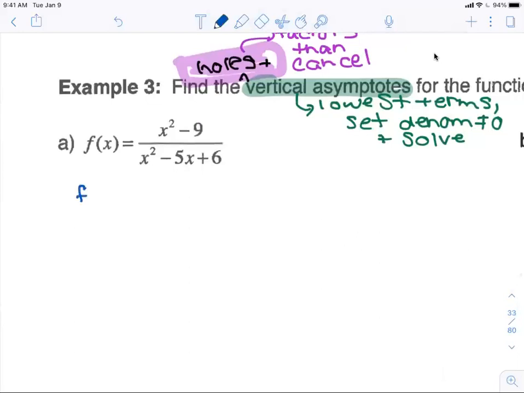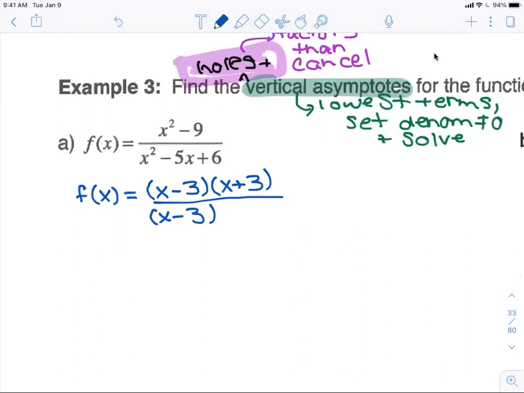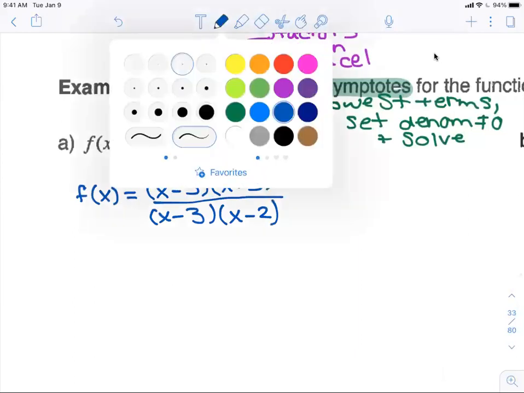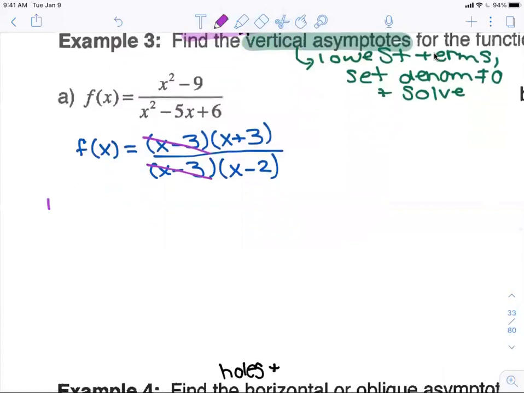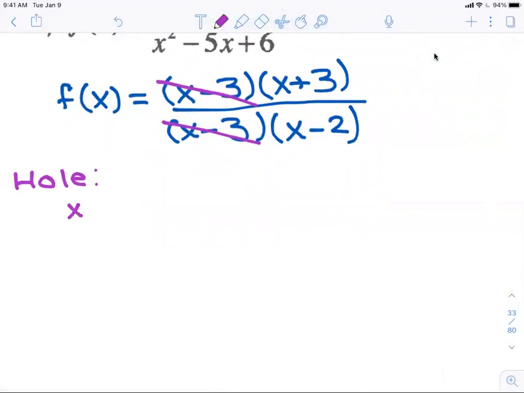So when I factor this problem, the numerator x squared minus 9 is x minus 3 times x plus 3 divided by the denominator, two numbers that multiply to 6 and add to -5 are -3 and -2. So I'm factoring. Notice something very interesting happens. Notice these x minus 3's are the same. That is what we call a hole when you have the same factor. So that is what we call a hole.